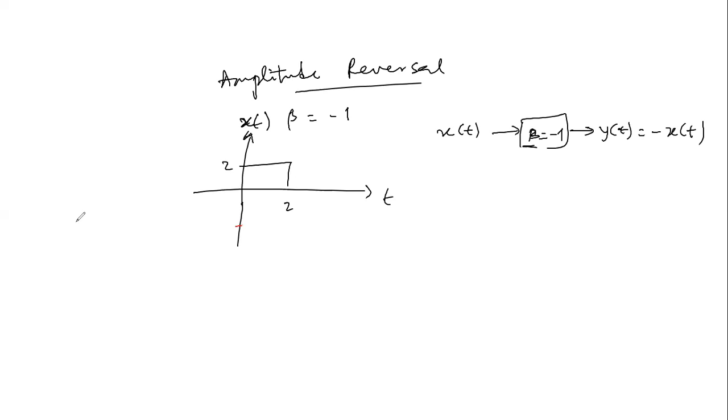Does that make sense? Yes, sir. So it means we are flipping it. So it's not going to flip this way, -2, so it comes this way. So that's more like amplitude reversal, okay? So let us go now into the more interesting part, okay? Which is the time shifting.